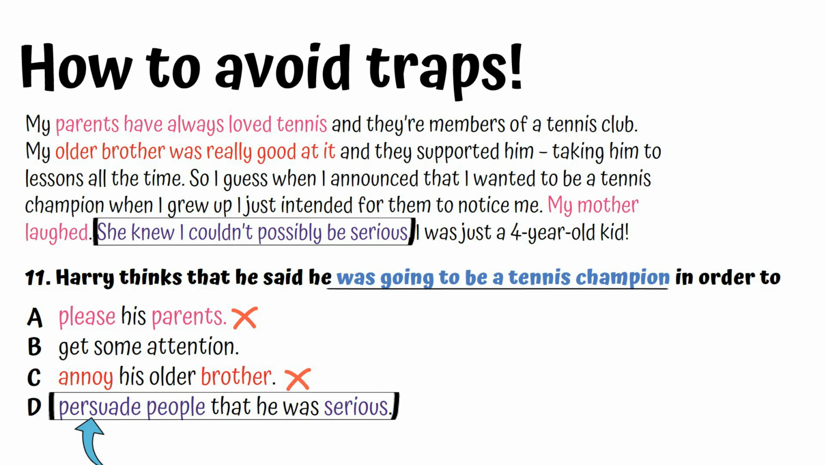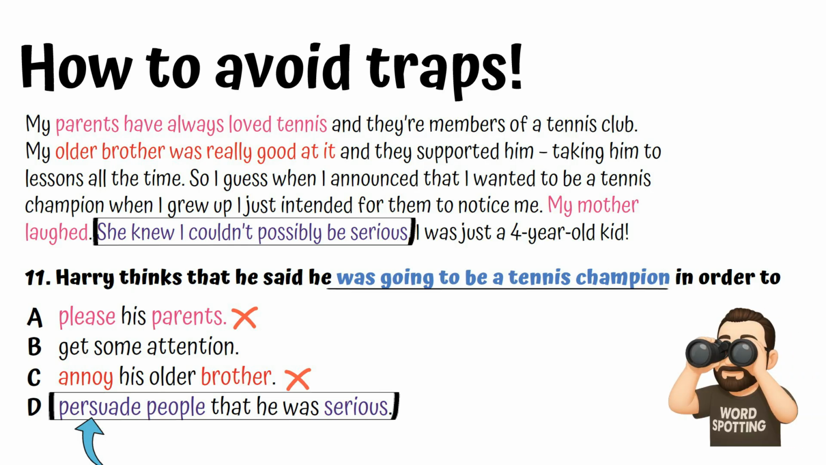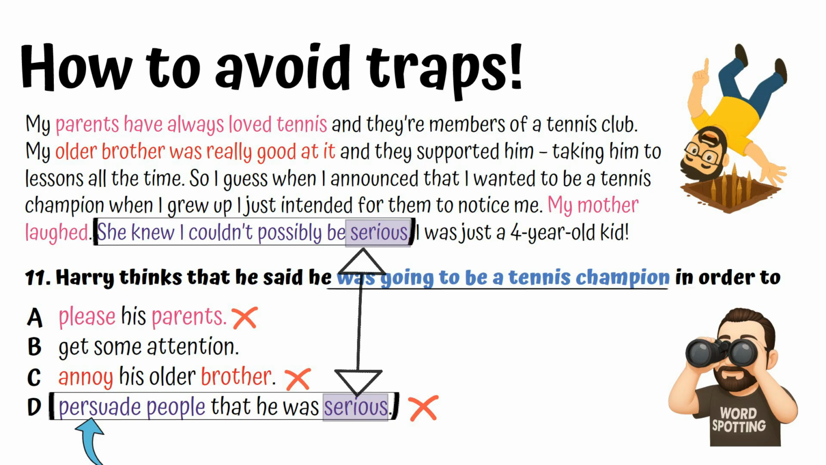This is a classic example of word spotting. Word spotting is where the same word is repeated in the text and the answer. In this case, the word serious. When this happens, be careful because the activity is never this easy. Persuading people that Harry was serious and his mother talking about being serious are 2 different things. This is not the correct answer. It's another trap.